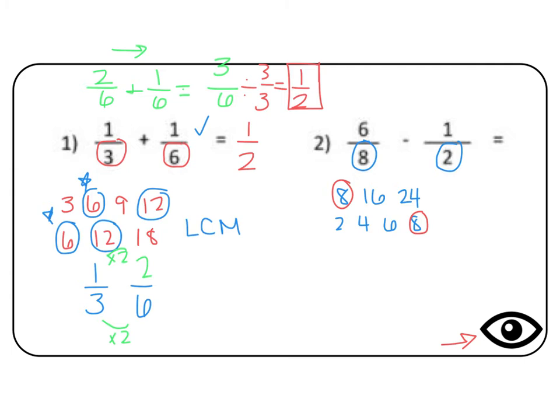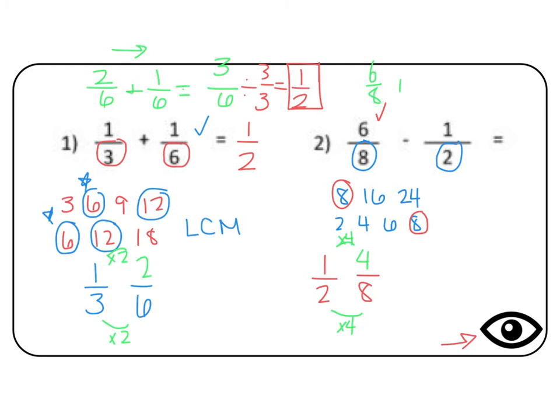So 6/8 already has an 8 on the bottom, but we need to change 1/2 into something over 8. So let's see, in order to change a 2 into an 8, we multiply by 4. If we multiply by 4 on the bottom, we need to multiply by 4 on the top. So 1 times 4 is 4. Then we can combine our fractions.